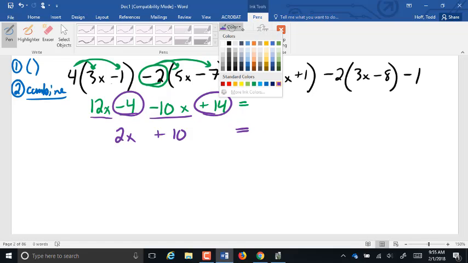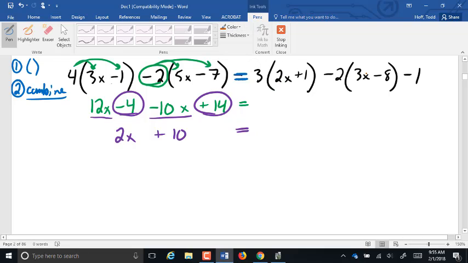So now we're going to go over to the right side. We're going to deal with those parentheses first. Can't do anything inside them. So this one we're going to multiply by 3. 3 times 2x, 6x, and 3 times 1 is 3, positive 3. Next one, nothing to do inside, so we're going to multiply by the negative 2. Negative 2 times 3x, negative 6x, negative 2 times negative 8, positive 16, and we still have that minus 1 there.